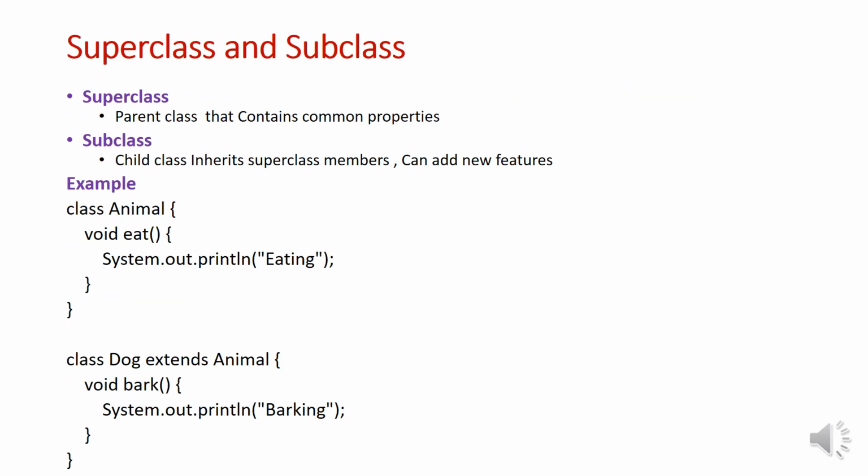Superclass and subclass. A superclass is a parent class that contains common properties. A subclass inherits superclass members. It can add new features and also has its parent's properties. Example: class Animal has the method eat, and the class Dog extends from Animal. So Dog is a subclass, Animal is a base class. Dog has its own method bark.